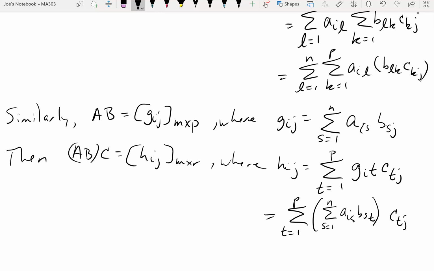All right. Now I purposefully put parentheses around that summation because that C sub Tj is not inside the summation yet, right? However, what can I do with that C sub Tj? Distribute it inside, right? So then we can write this as the summation t equals 1 to p, summation s equals 1 to n of a sub I s, b sub s t, c sub t j.